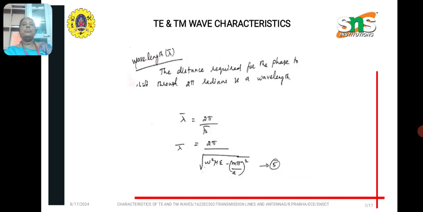The next characteristic is the wavelength of the TE and TM wave. It is denoted by lambda bar. It is nothing but the distance required for the phase to travel through 2 pi radians. So lambda bar is 2 pi by beta. Substituting the beta value, lambda bar is equal to 2 pi by root of omega square mu epsilon minus (m pi by a) the whole squared.